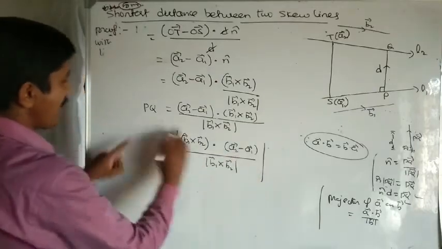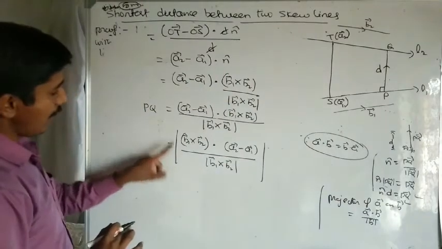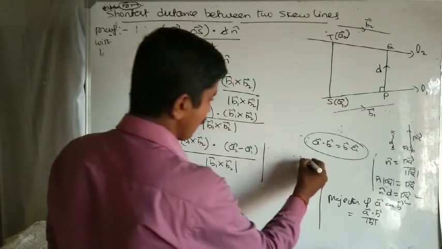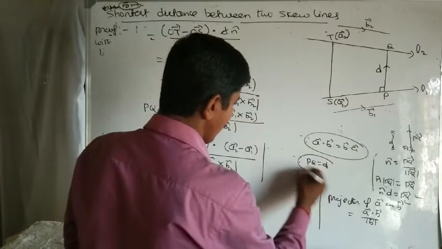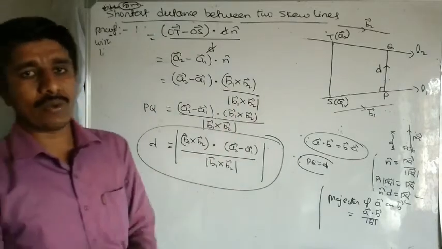Here PQ means it is the distance. PQ equal to d, the distance. Therefore, I am taking a modulus here. Modulus PQ equal to d. So this is the distance between two skew lines.